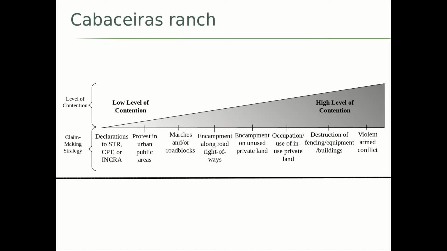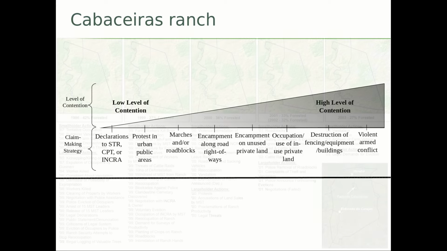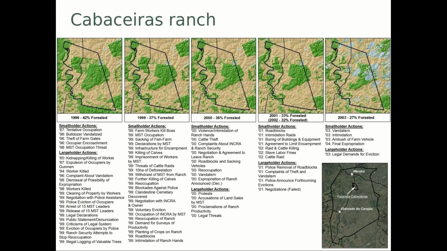One example of this process can be the level of contention and how that impacts the environment. So here we have a series of claim-making strategies. Some of these are not very contentious. They're things that you might see here in the United States or elsewhere when people are angry about something. Others, though, are more contentious, including occupation of land or even violent armed conflict. And all of these things happened on this particular property, Cabaceiras Ranch, between the mid-1980s and 2003.